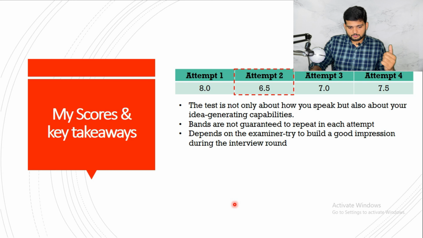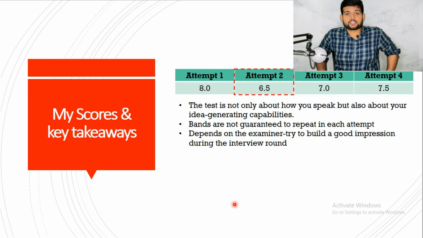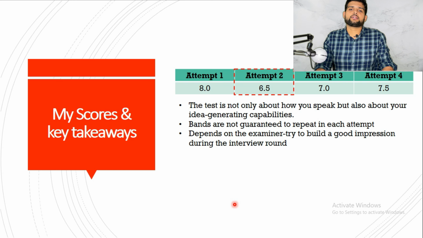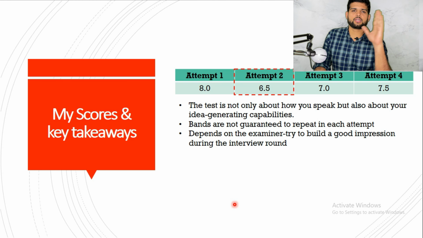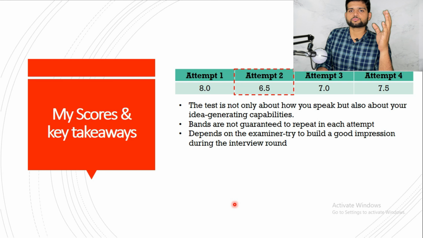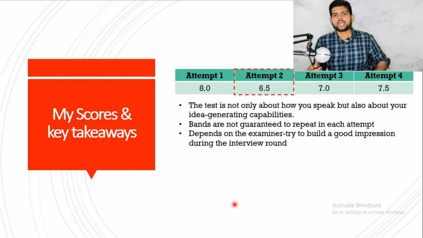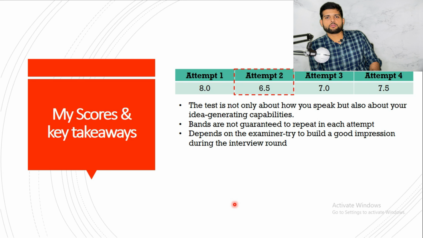So here are my scores and key takeaways. What did I get by attempting the IELTS test? In the first attempt I was very relaxed. I didn't know how the examination would be. I just went in my normal routine of speaking. I spoke very confidently, and because of it I got 8.